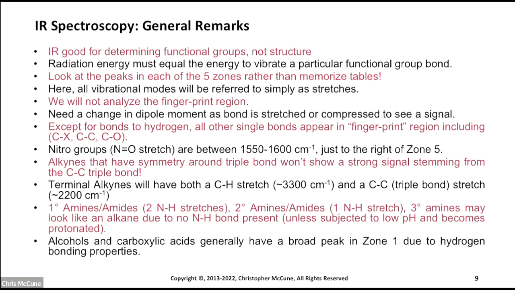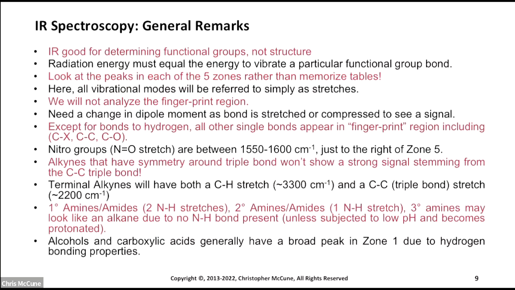Now, except for bonds to hydrogen, all other single bonds, so sigma bonds, appear in the fingerprint region, and that includes your CX, so your carbon-halogen bonds, carbon-carbon single bonds, carbon-oxygen single bonds. Those all show up in the fingerprint region, and so we're not going to be looking at those.